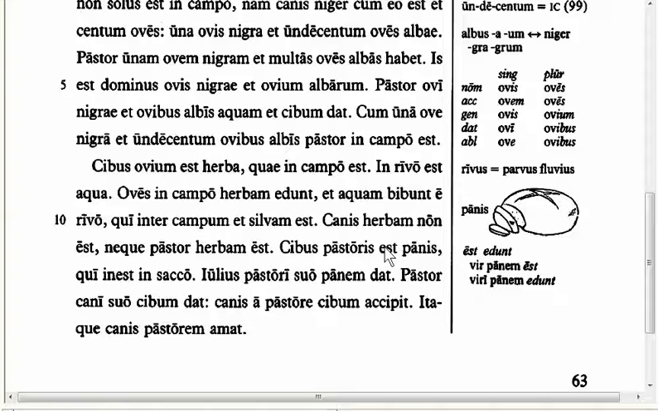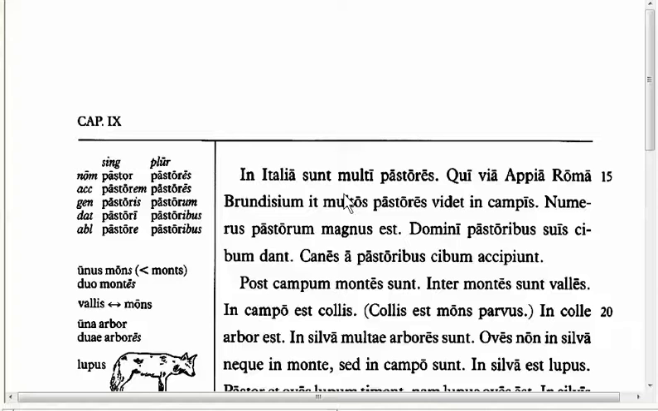Est eats, est is. And here in the margin we say edit, eats, and edunt, they eat. This is an irregular verb, so you need to look at both of these forms. Eats and they eat. Okay, next feature I want to point out is in line 25.